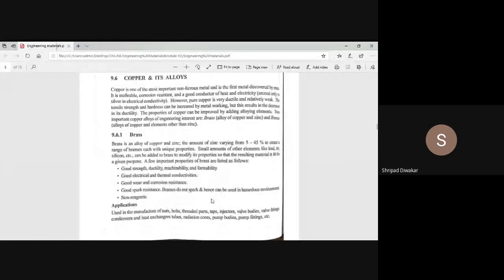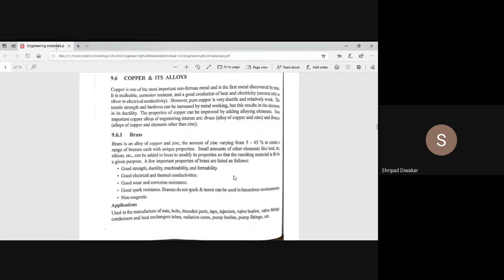I think you might have seen copper utensils and other things in our day-to-day life. Copper is a non-ferrous material. It is not a ferrous material because it does not contain iron in it, and it is one of the oldest materials discovered by man. This is the most important copper, mainly used in electrical wires because it has very good conductivity.